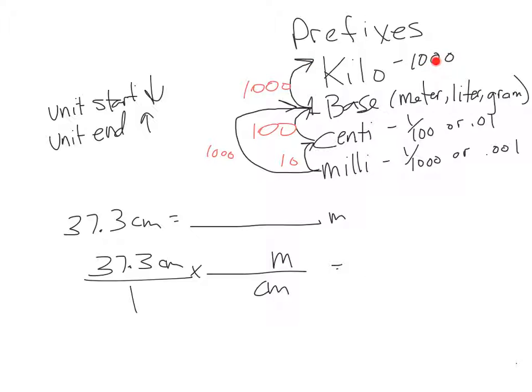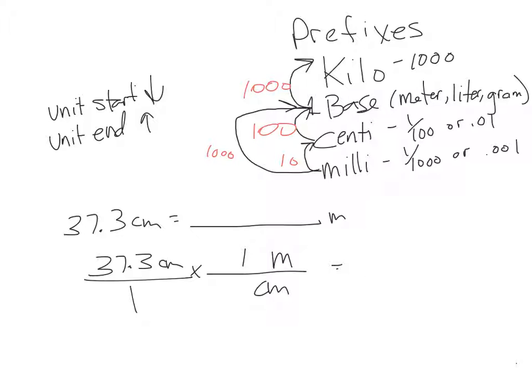If you notice, kilo is worth 1,000, base is 1 value, centa is 100th value, and milli is 1,000th value. So largest, smaller, smaller, and smaller again. According to this, centa is smaller than the base unit, so the base unit is bigger. So the base unit, meter, is going to get a 1 in our fraction.